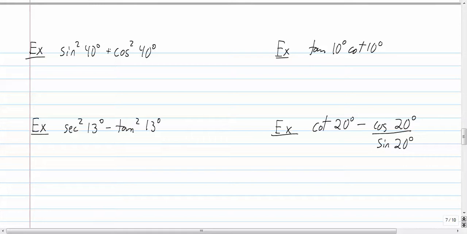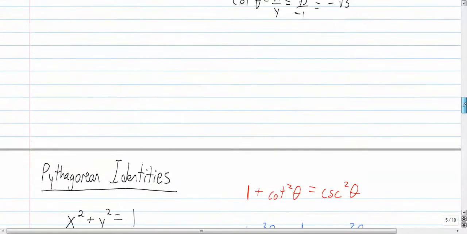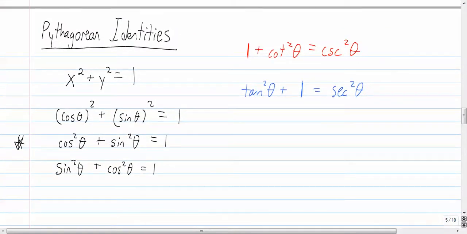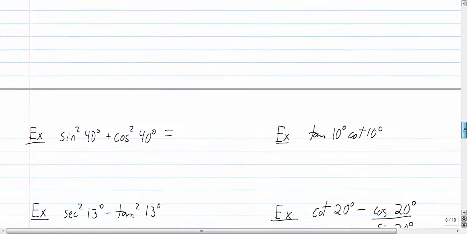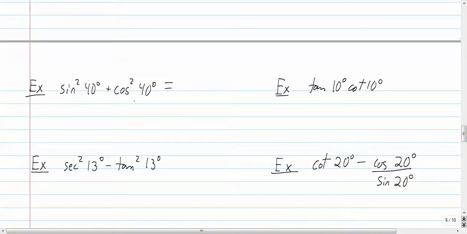Sine squared 40 degrees plus cosine squared 40 degrees. As long as we have the same degree that we're evaluating sine squared and cosine squared of, if you're adding sine squared and cosine squared, then the answer is just equal to, well, let's think back, look at the Pythagorean identities. We had sine squared theta plus cosine squared theta equals 1. So as long as the angle measure is the same and we're adding, that's just equal to 1. That's the identity.